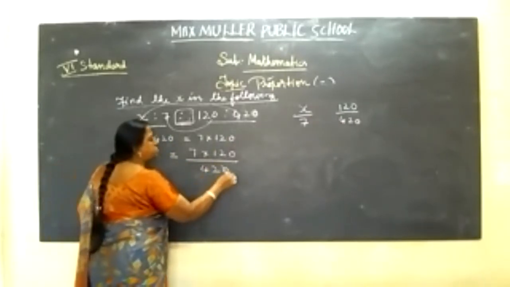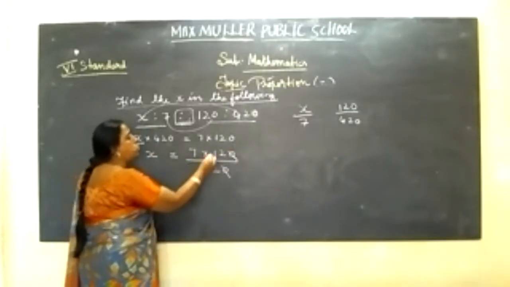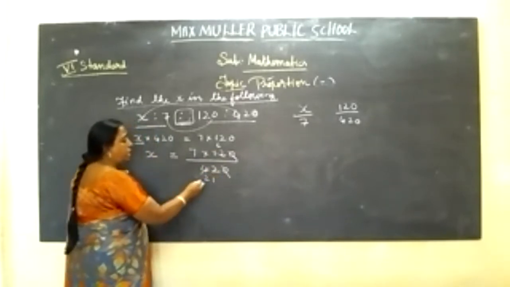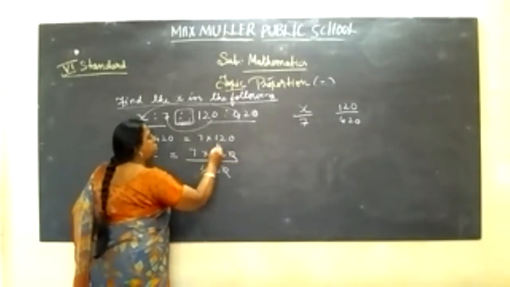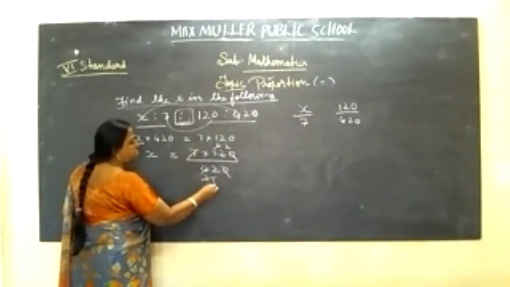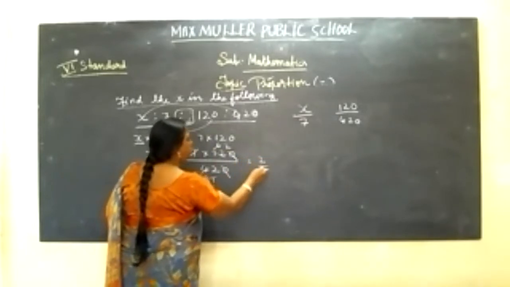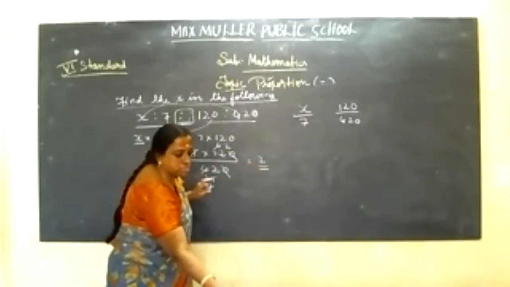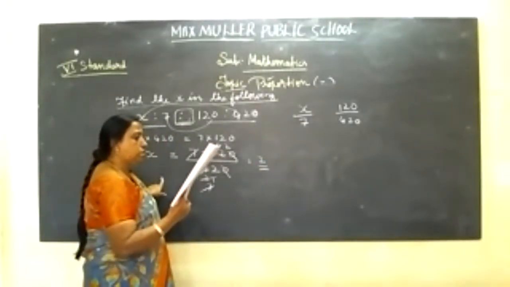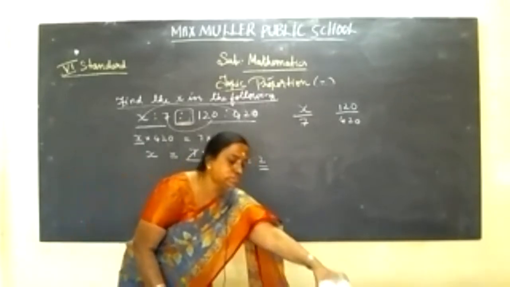Now simplify, 0 and 0 cancel. Now both are divisible by which table? 2: 2 sixes are, 2 twenty-ones are. Again both are divisible by 3: 3 twos are, 3 sevens are. Now 7 and 7 cancel. So now the value of x is what? 2. The value of x is 2.